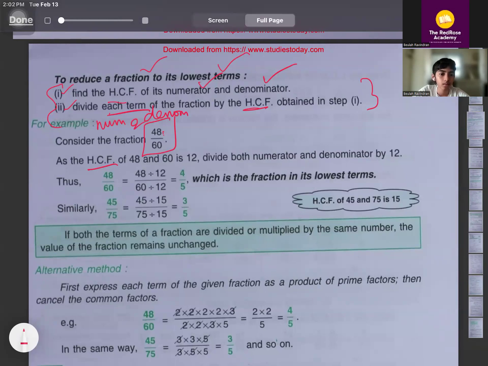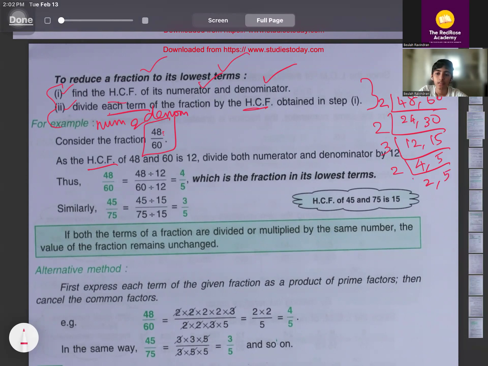So what is the HCF of 48 and 60? You need to do like this, 48 and 60. Divide by the prime factor 2. 24, 30. Divide again. 12, 15. 12 and 15 will not go by 2, so divide by 3. 4 3s are 12, 5 3s are 15. After that it won't be reduced. So 4 and 5 won't be reduced further.